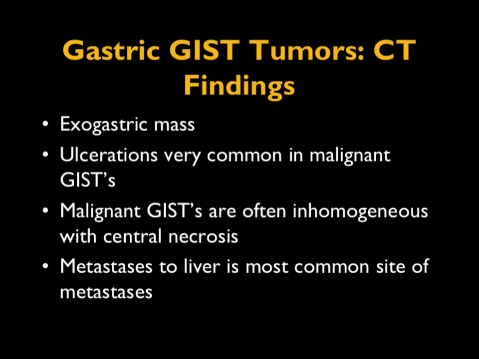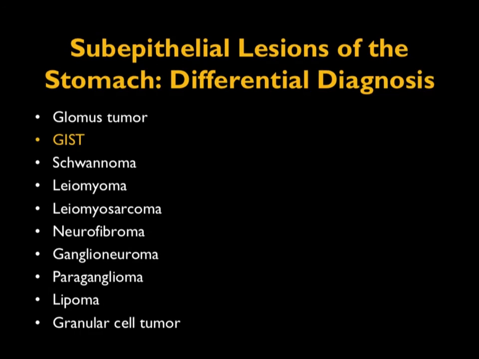The classic appearance of a GIST tumor on CT is a large exophytic mass with ulceration, not uncommon. These lesions can be homogeneous, but most commonly are inhomogeneous in appearance. Liver metastasis can occur. Those metastases, when they do occur, are cystic. There are a number of lesions that are in the category of subepithelial lesions, including GIST tumors, but you can see a range of different tumors, and when they're smaller, they can overlap.